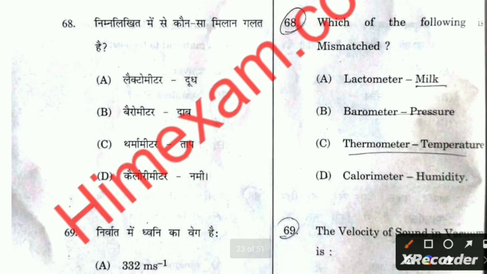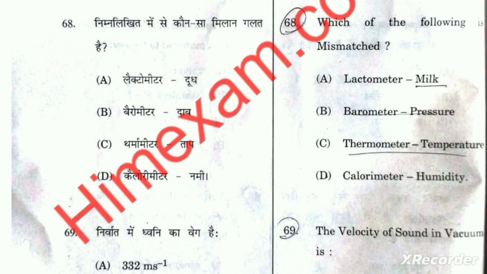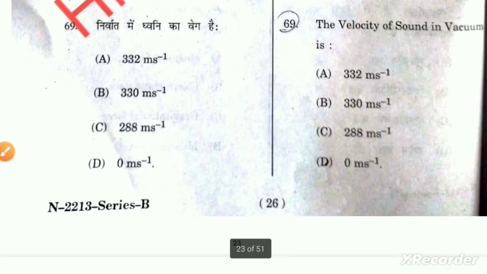Here the question is asked about mismatch. So first option is milk, it means lactometer. Lactometer is used to measure milk, and the second option is barometer, which is used to measure the pressure, and third option is thermometer, which is used to measure the temperature. But if we talk about calorimeter, it is used to measure the heat, not humidity. So it means D option is a wrong pairing, which means D option is the right answer and this is the mismatch. So move to our next question.